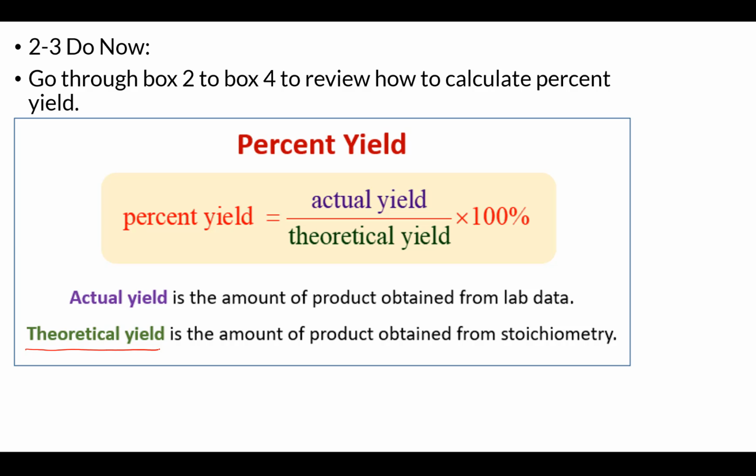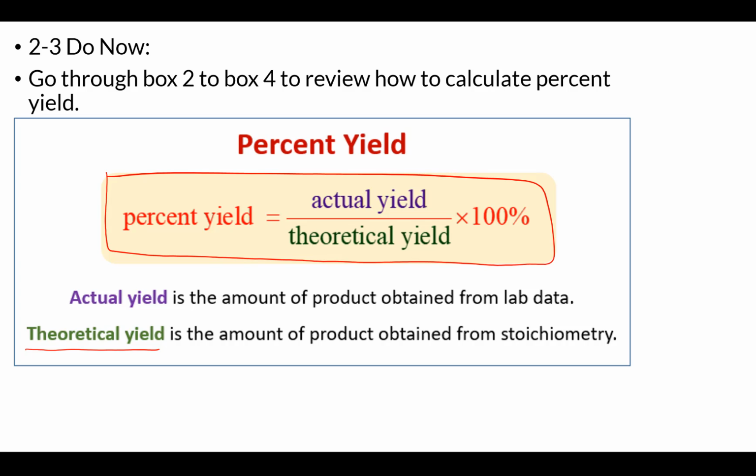Some of our reactant might not react. There might be all kinds of issues in the reaction itself that cause it to not fully react. Our equation for percent yield then is just actual yield over theoretical yield, which gives us a fraction between 0 and 1. Then we multiply by 100% to write it as a percentage.